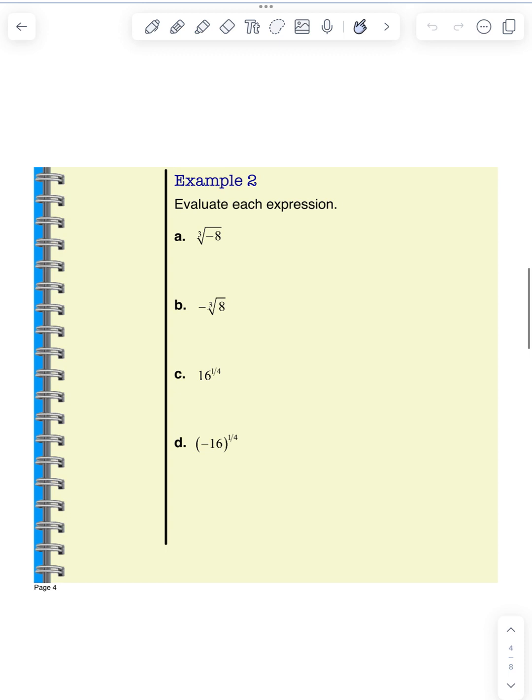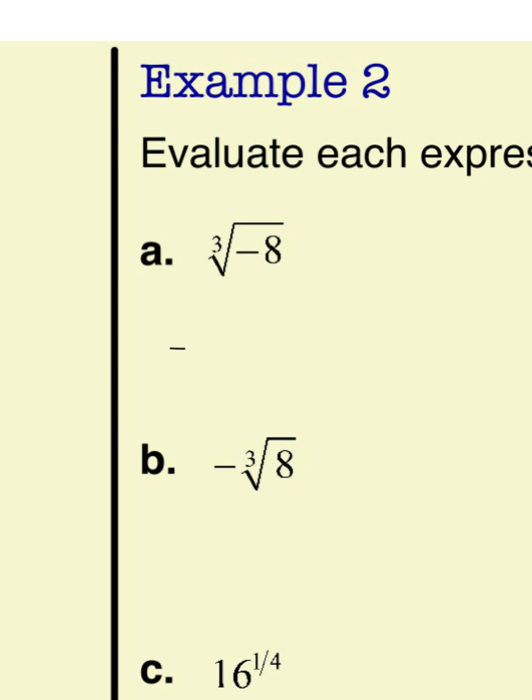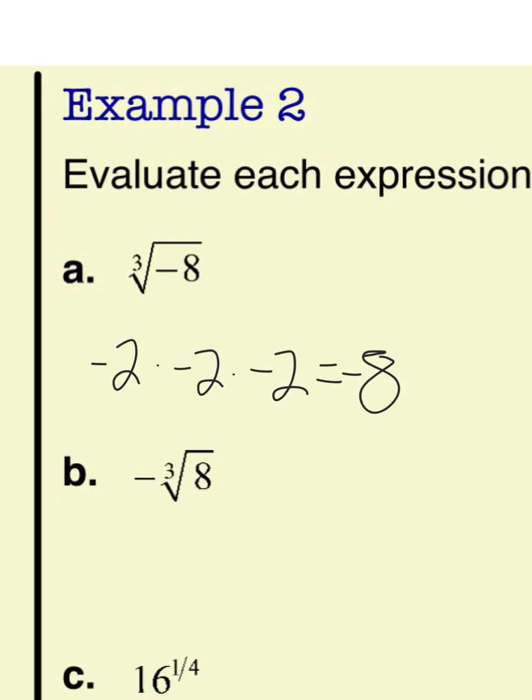All right, if you're feeling up for a challenge, see if you can complete A through D before I do, and then check your answers. Otherwise, here they are. The cube root of negative 8. I know negative 2 times itself 3 times is negative 8. So this is negative 2.